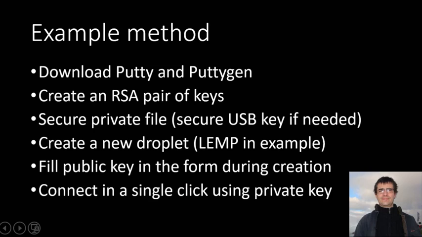Then we need to create a new droplet. In the example, I'm creating a LAMP stack. Then you have to fill in the public key, which has been created with PuTTYgen, in the form during the creation of the droplet. And finally, you can connect with PuTTY, indicating the private file in PuTTY and the root user, and connecting in a single click with PuTTY. So that's great.